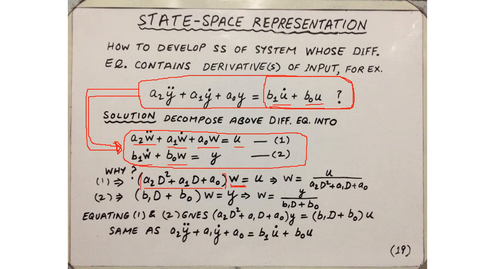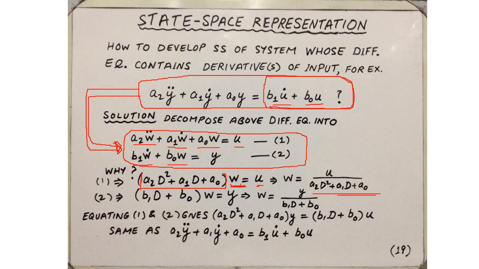So the application of the linear sum of the derivative operator on some variable w is the same as the multiplication of this quantity inside the bracket with the variable w. That is set equal to u. And then you can bring that whole quantity inside the bracket as the denominator on the right hand side. So that's w equals u over a2 times capital D square plus a1 times D plus a naught.